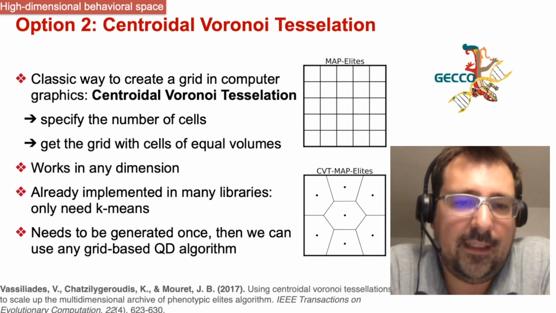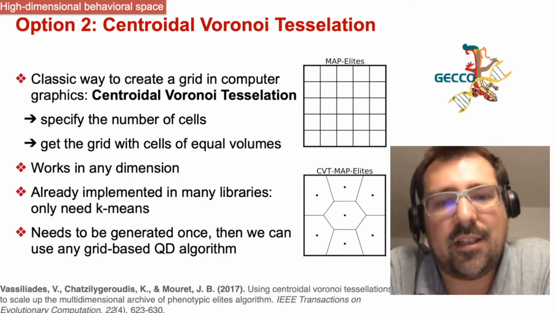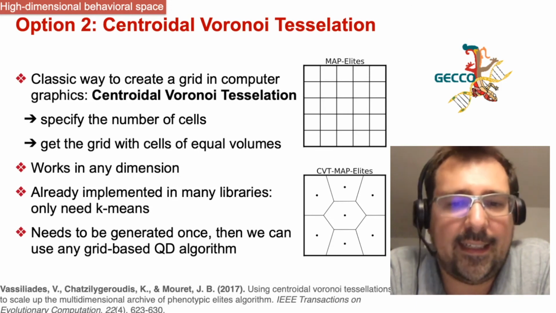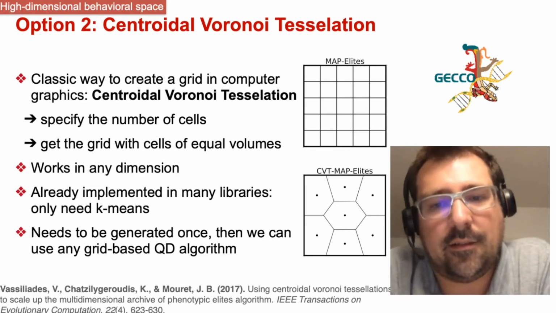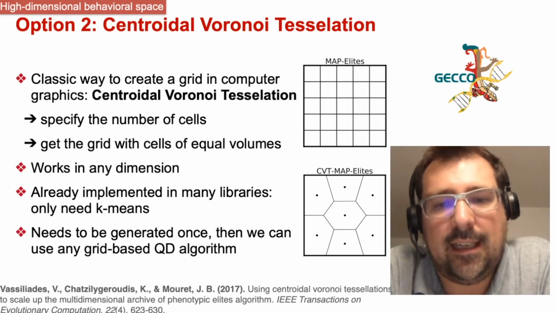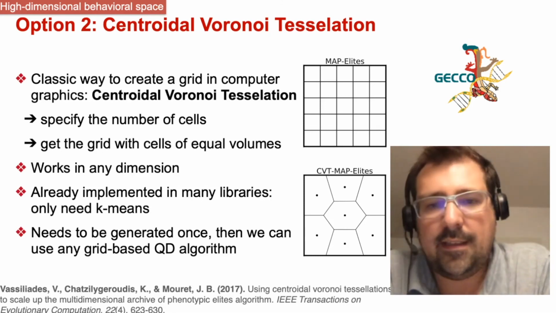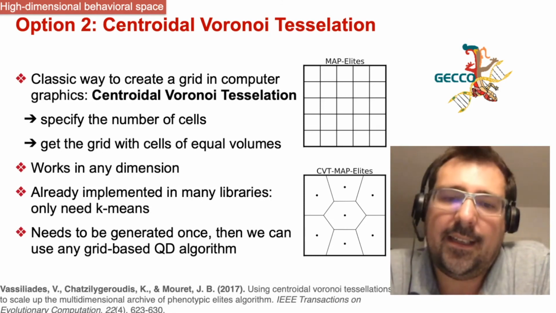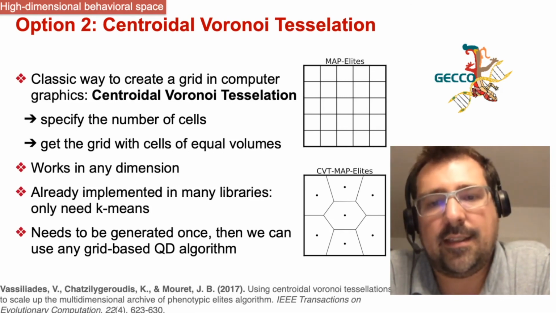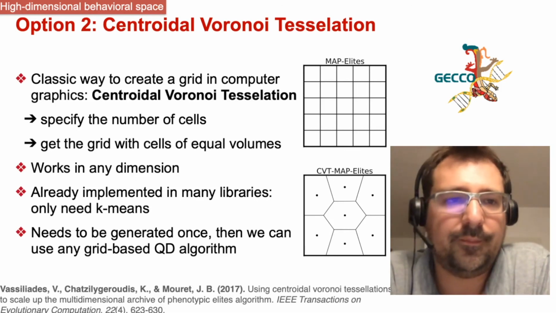Also, another nice thing is that it's already implemented in many libraries. It's, of course, in computer graphics libraries, but essentially it needs only k-means to be computed. And k-means is a very classic algorithm. You have tons of implementations in every scientific library. Another nice thing is that we need to generate this once at the beginning, and then we use this as a grid, like in MAP-Elites. So this is an easy way of decoupling the number of cells from the dimensionality. We say we want 1,000 cells, and whatever the dimensionality is, we get 1,000 cells of equal volume.